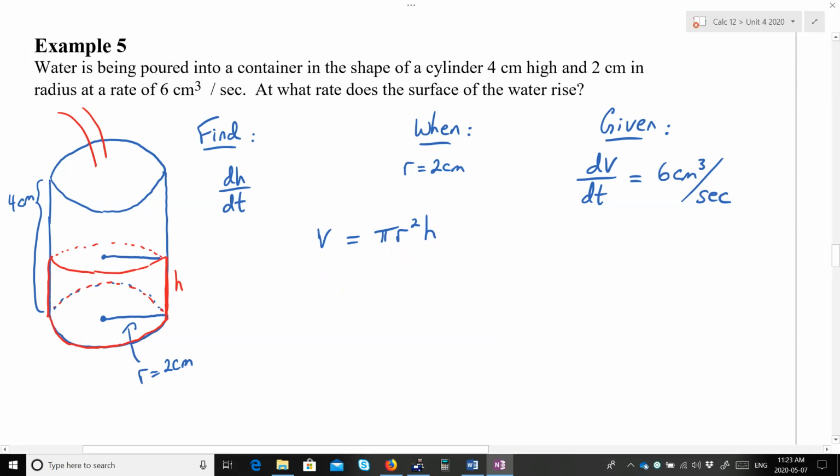Which means, guys, that we're actually going to have to use the product rule for this when we do the derivative. So when we take the derivative with respect to time, the derivative of V is dV/dt. We have a product, a u times v, where we're going to have to go u prime v plus u v prime. Okay, so the derivative of pi r squared is going to be 2 pi r dr/dt.